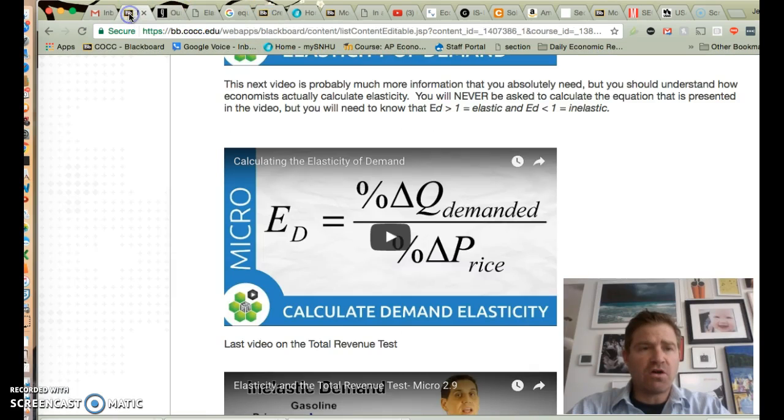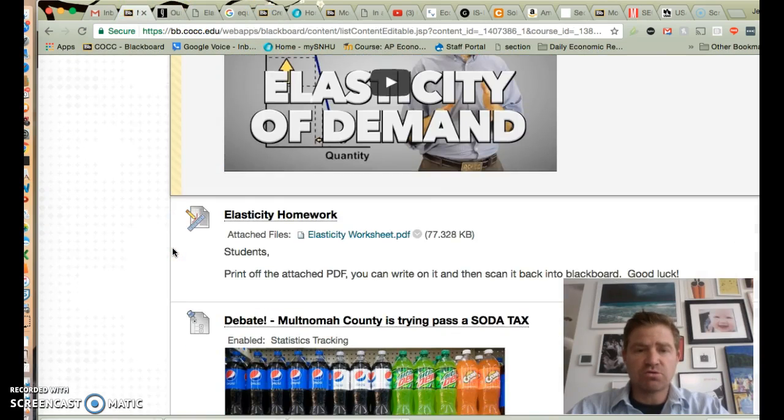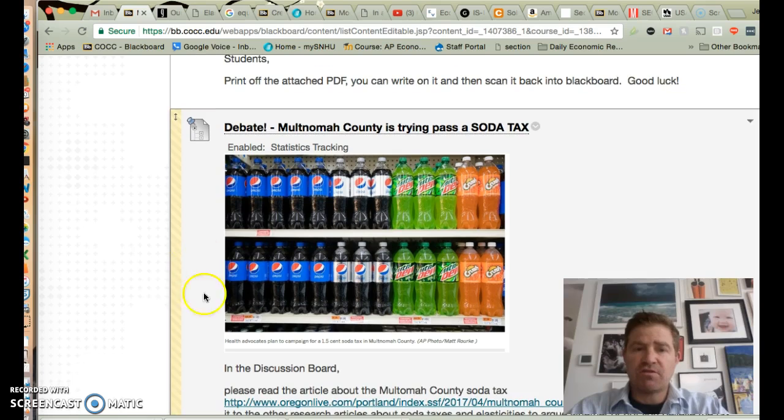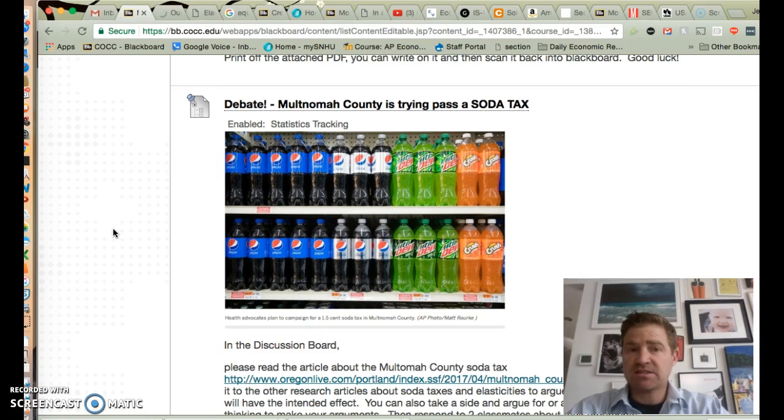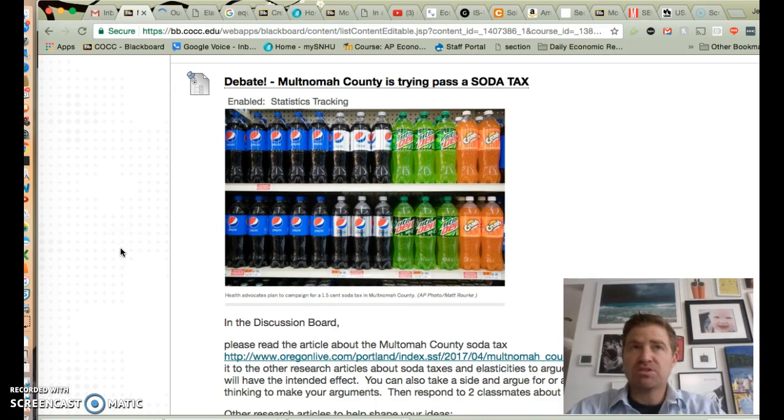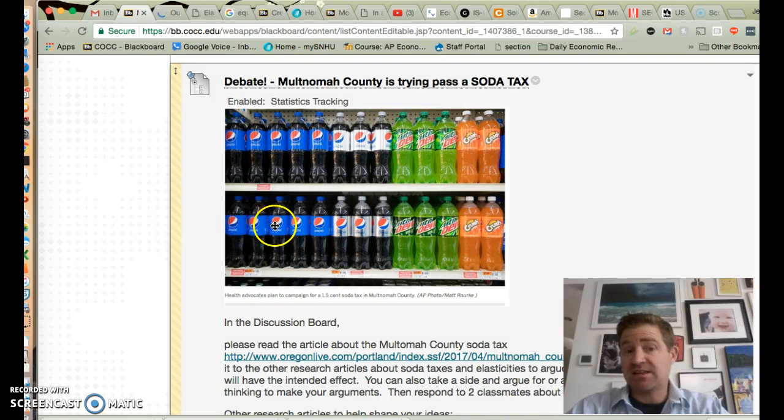As far as the rest of the module goes, you have another little discussion board about a soda tax, and we can start to put some of our ideas together, especially with regards to elasticity. How much are people going to stop buying soda if you increase the tax on sodas? Is this an elastic good or an inelastic good? And you can start to talk about that.